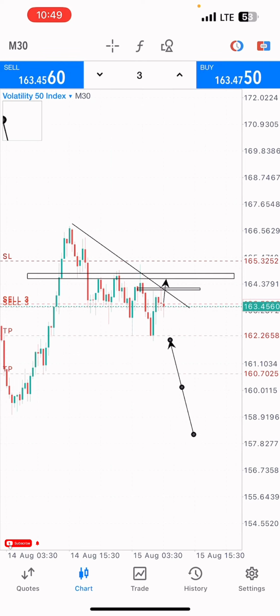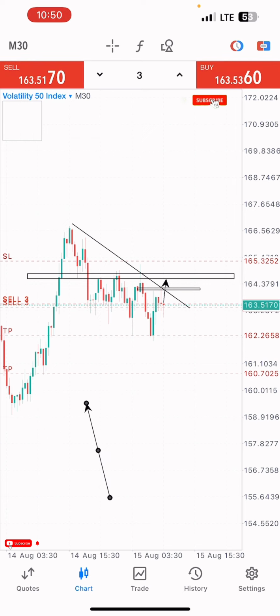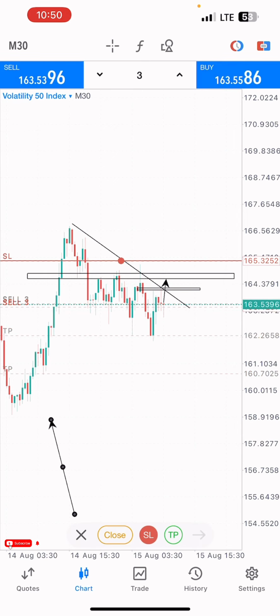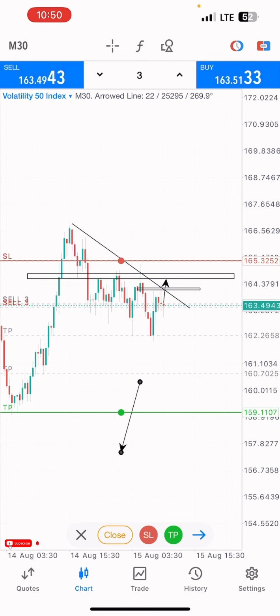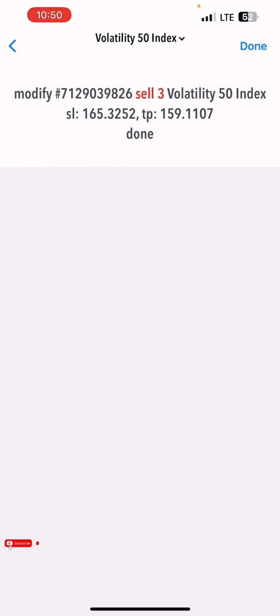So your first TP at this point, the second TP at this zone, because we've seen how the market reacted at this point. There was a retracement at this zone before it moved to the upside. So there's still a possibility of the market selling to this point before retracing back to the upside. So your second TP at this point and your third TP at this zone. Click on the TP, then click this arrow at this point, click on this arrow here, then click on modify.